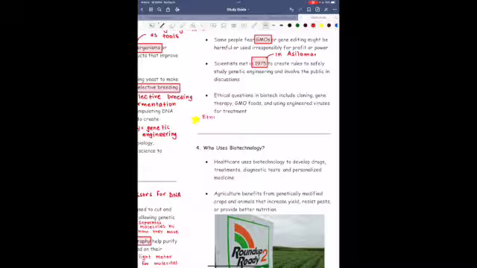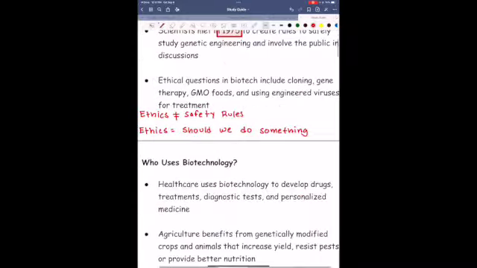So ethics does not equal safety rules. Ethics are about whether we should do something. And then safety is about how to safely do genetic engineering, etc.